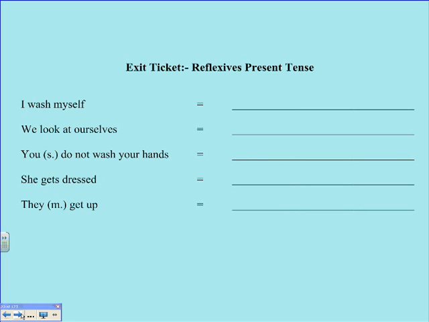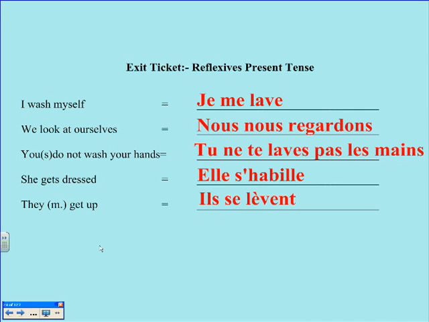Let's take a look at an exit ticket here. Pause your podcast right now and attempt to try these on your own. When you've finished, you can look at your answers. Je me lave. Nous nous regardons. Tu ne te laves pas les mains. Elle s'habille. Il se lève.